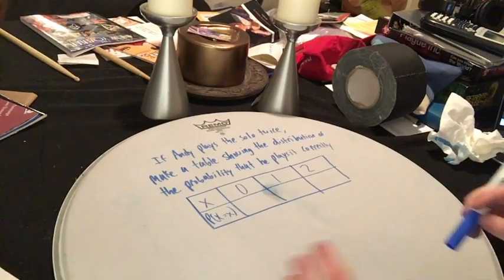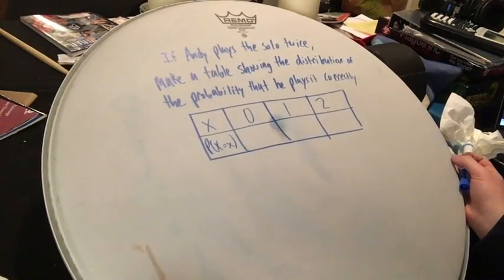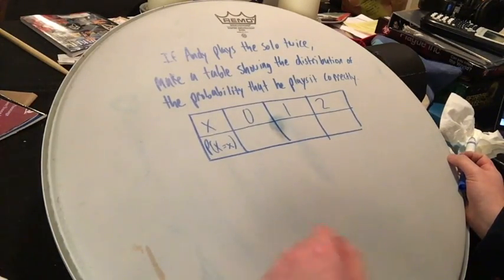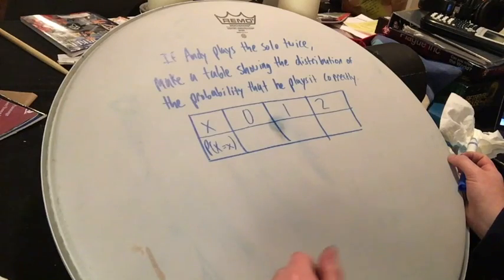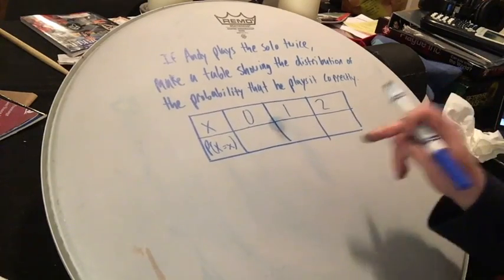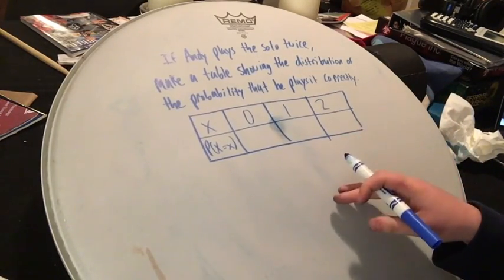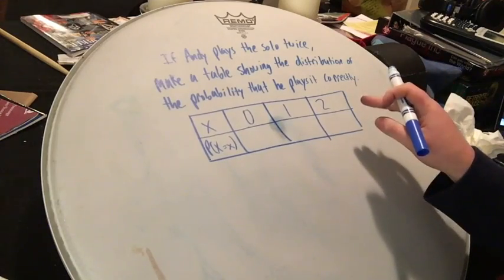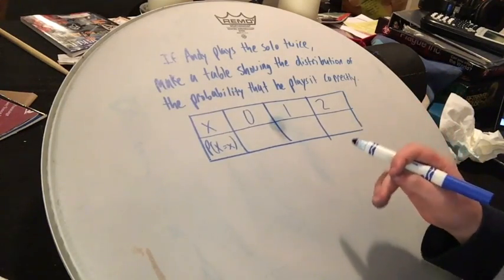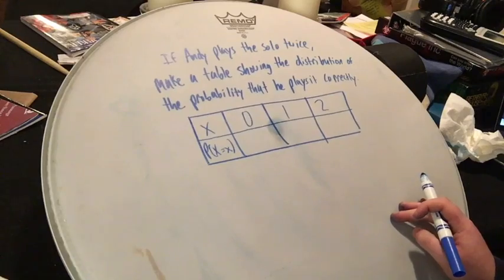Alright, now we're on to problem number 2. This one extends the previous problem in a different way. This problem says, if Andy plays the solo twice, make a table showing the distribution of the probability that he plays it correctly. So this is a binomial distribution table. A very important thing to note here is that he's playing it twice this time instead of 12 times, so that's a little simpler for us when we're making a table.